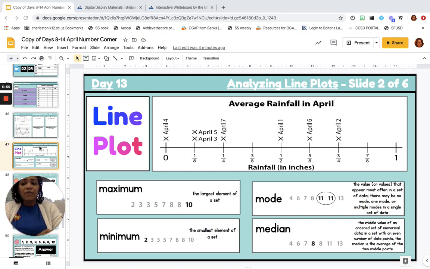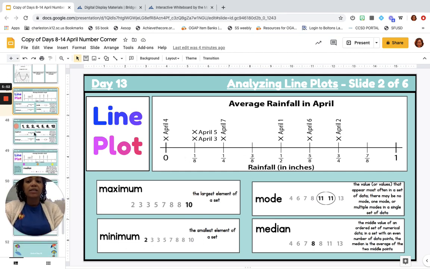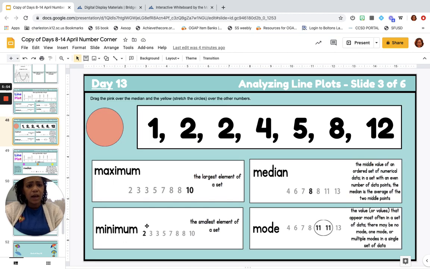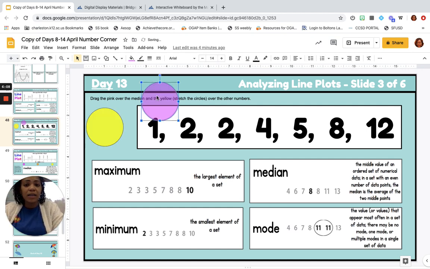So let me give you a better example of that. Let's look at these numbers here. I have 1, 2, 2, 4, 5, 8, and 12. Okay? We need to find the middle number. And so, in order to do so, I'm going to consider each side. So watch what I'm going to do. I have one on this side. I have one on this side.